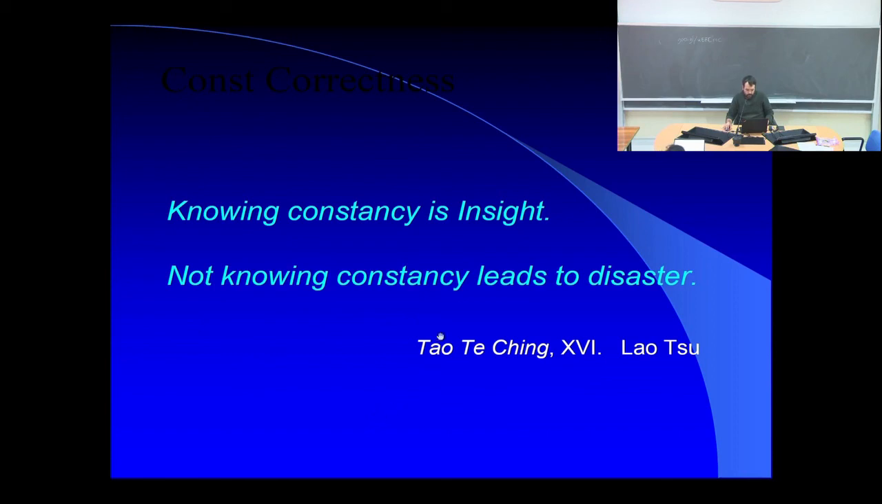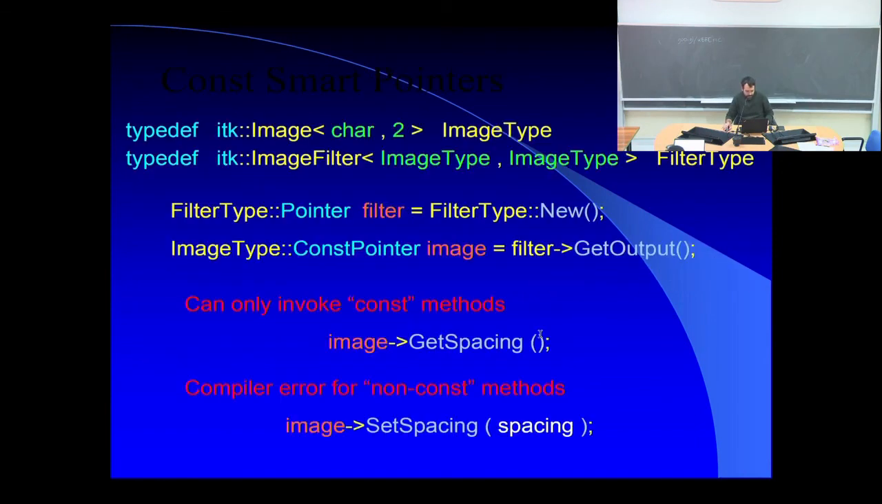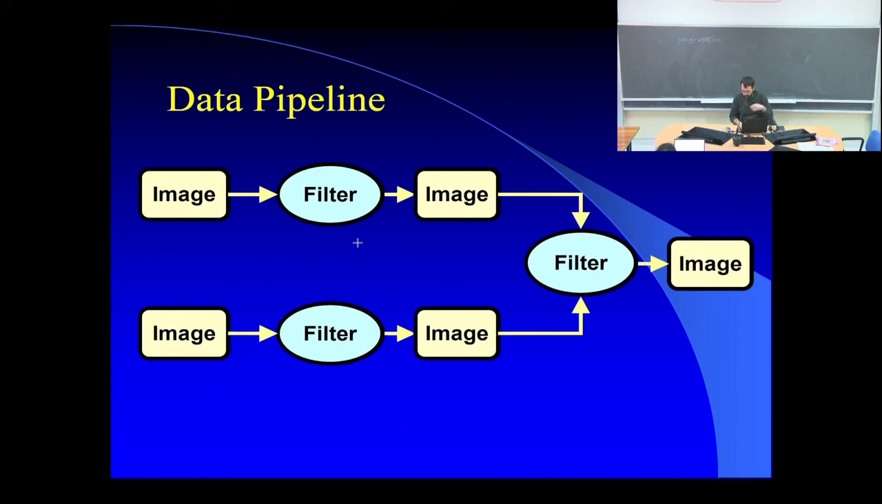Okay, knowing constancy is inside, not knowing constancy leads to disaster. That's something to remember. Anyway, well, you could put, instead of only pointer, you could use const pointers. If you put const instead of pointer, that means that it's a pointer which is constant. So you cannot modify things in the object. Well, this is probably complicating things a bit. We'll see when we do the examples.